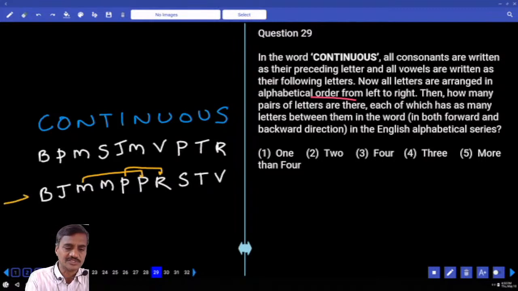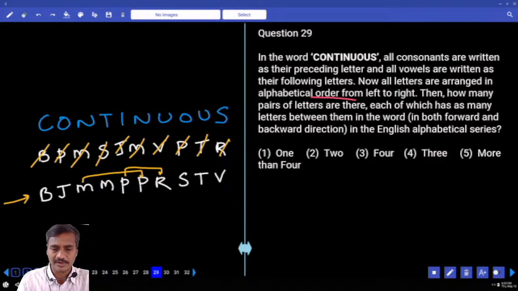Now whether this order is fine or not. Then B, J, B, J, M, M. Next one, how many P's are there? There are 2 P's. And next to P is what? R, S, T, V.